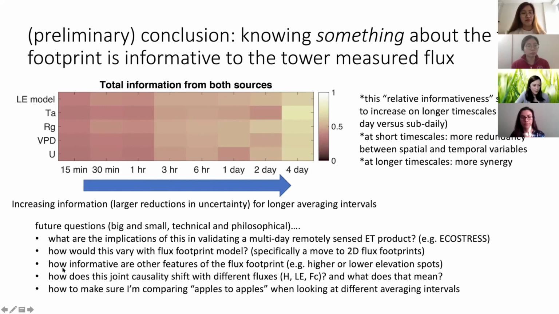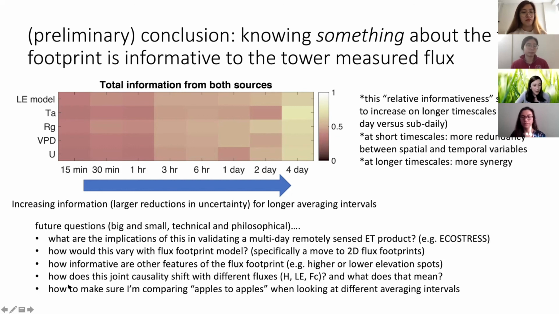Also similar to what Leila talked about, we could wonder how informative other features of the flux footprint are. The fraction of soybean contribution is just one aspect, and there might be a lot of different things, even if we have a homogeneous vegetation type around our flux tower. We could still have higher or lower elevation spots. We could have ponding. We could have different soil and moisture, just different types of behavior where the flux footprint could still matter, but for different reasons.